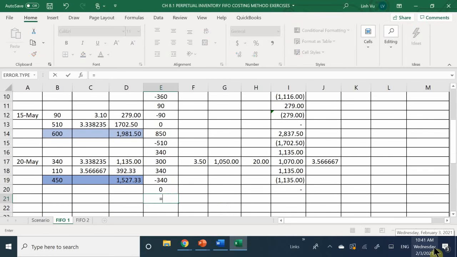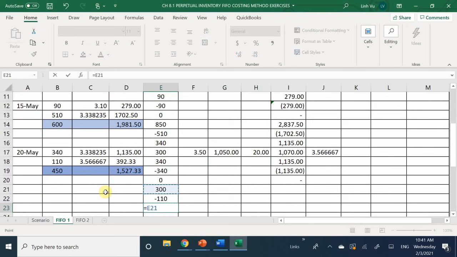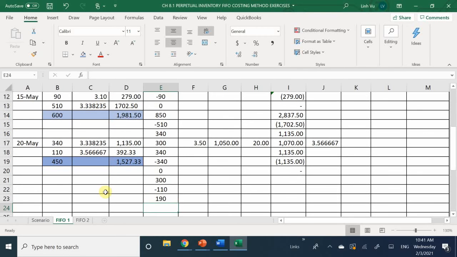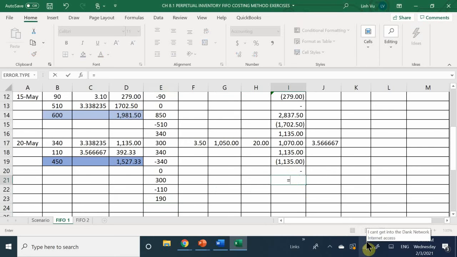And of course, I'm going to pull down the information here so I can subtract this section out, giving you a remainder of 190. Oh, I hit the wrong number.